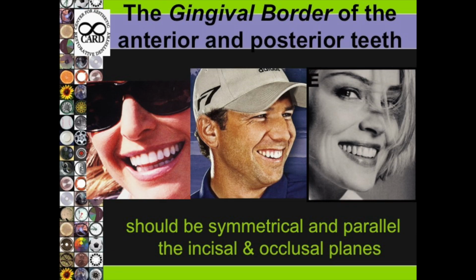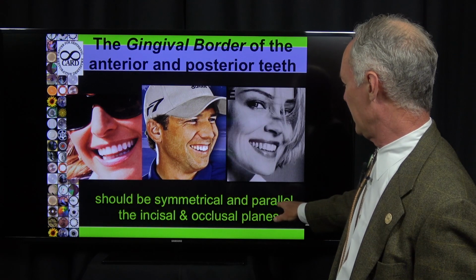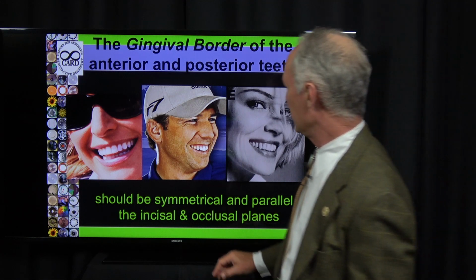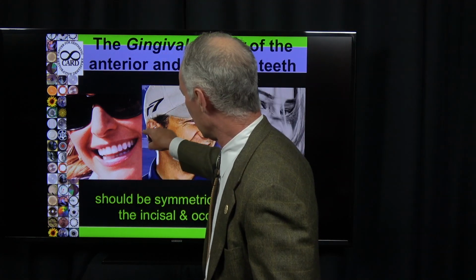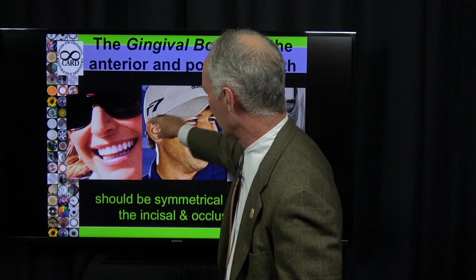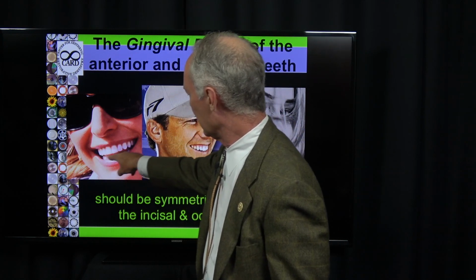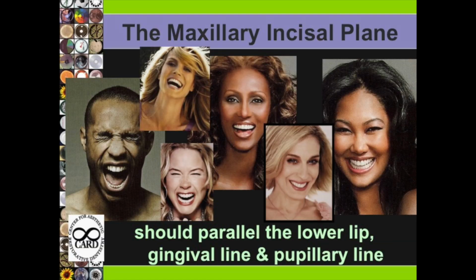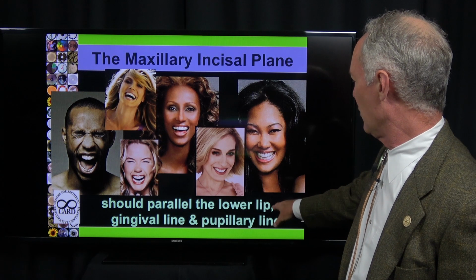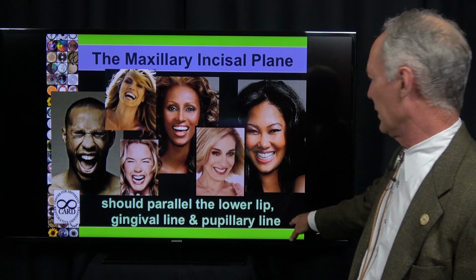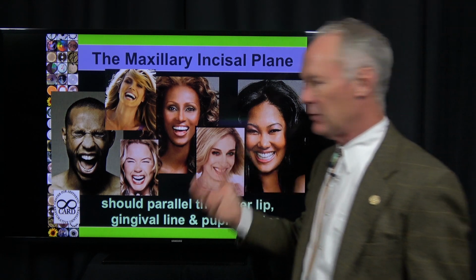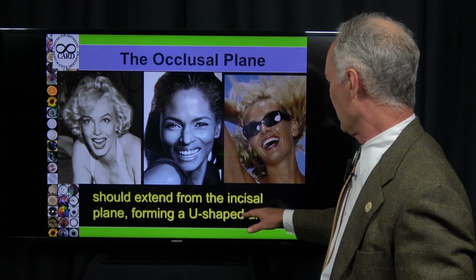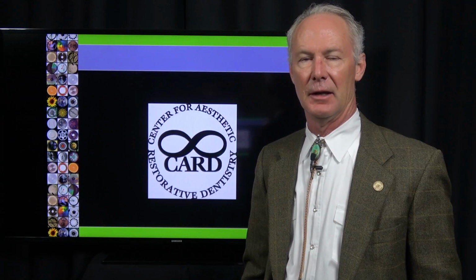The gingival border of the anterior and posterior teeth should be symmetrical and parallel the incisal and occlusal planes. What that means is the gingival line going all the way around the arch should parallel the incisal plane and the occlusal plane. The maxillary incisal plane should parallel the lower lip, gingival line, and pupillary line. I'm going to pound this in so you don't forget it. And the occlusal plane should extend from the incisal plane, forming a U-shaped arch. And that's the dental minute.